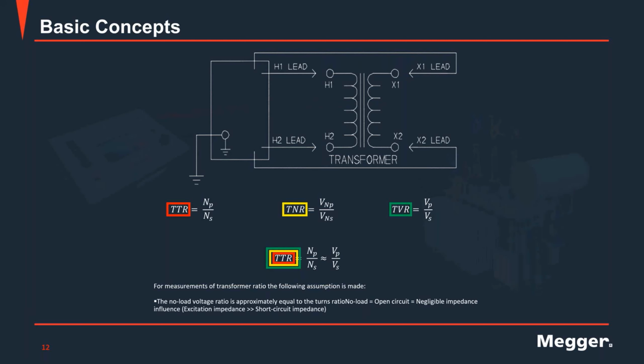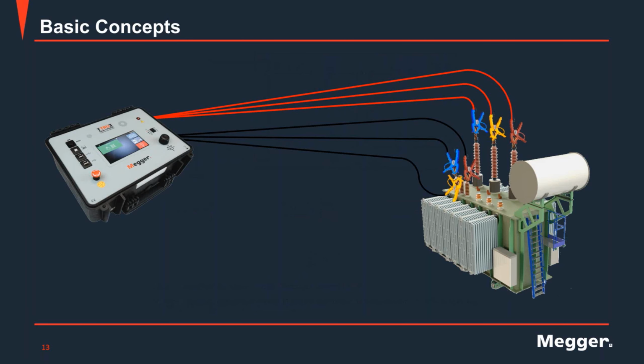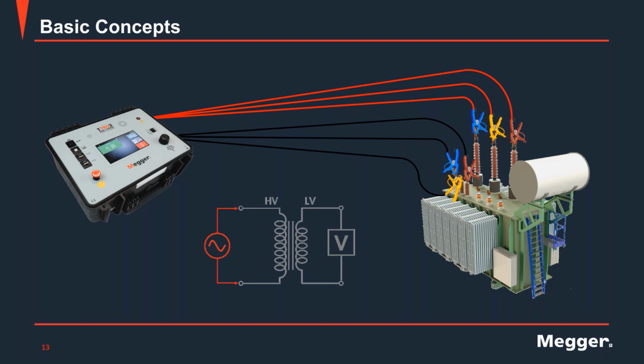Now, I was showing you a very basic diagram, right? But nowadays, most modern TTRs will have provisions to connect to the three windings of a three-phase transformer, as shown in the picture. And again, what am I doing? I'm applying voltage on one side and measuring the resulting induced voltage on the other side of the transformer.